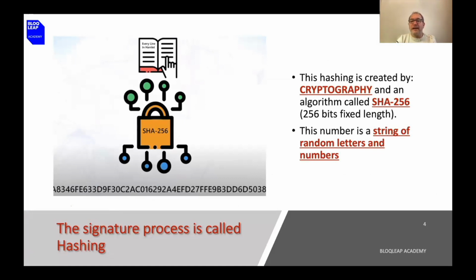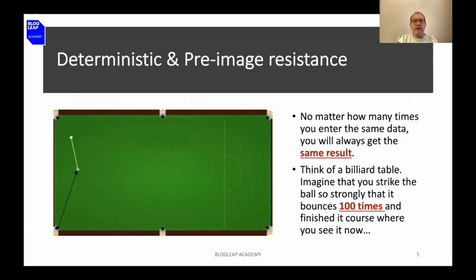So I explained that SHA-256, which is a 256-bit fixed length, is the result of the hash function. When we say deterministic, it is very important, meaning that once you've got the hash done, you can't by any means go back and see what was the original data.